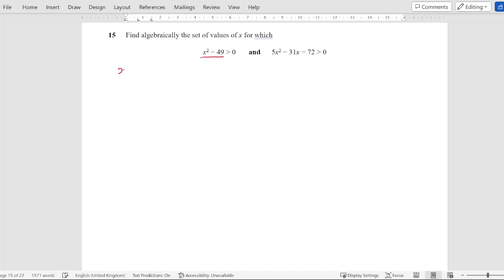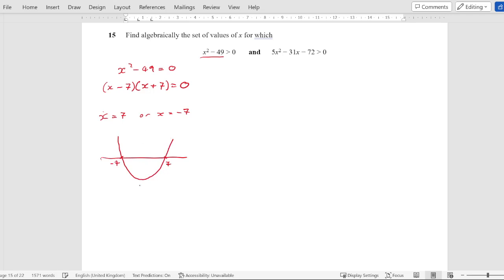I'm going to find where it's equal to 0 first. So x squared minus 49 is equal to 0. That's the difference of two squares, so I've got x minus 7 and x plus 7 equal to 0. That gives us two solutions: either x is equal to 7 or x is equal to minus 7. If I were to plot that as a quadratic on a graph, I would have two solutions, one at minus 7 and one at 7.